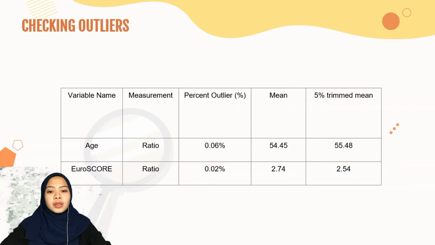Before we proceed to binary logistic regression, we use SPSS to check for outliers. Both variables, age and Euroscore, have outliers of less than 5%. Since the difference between the value of the mean and the 5% trimmed mean is small, it indicates that the outliers that occur in this study do not affect the analysis of this study.